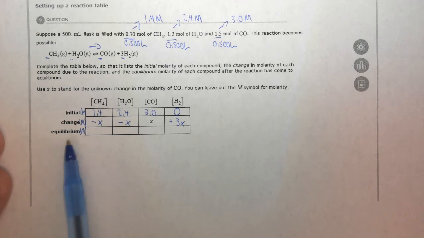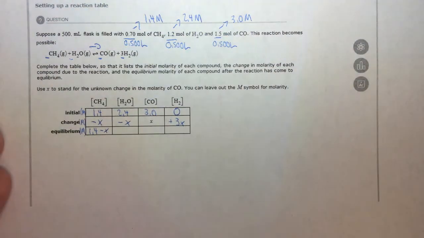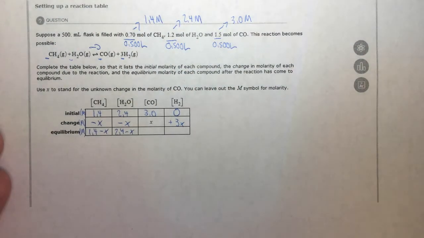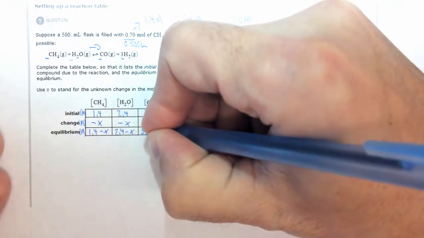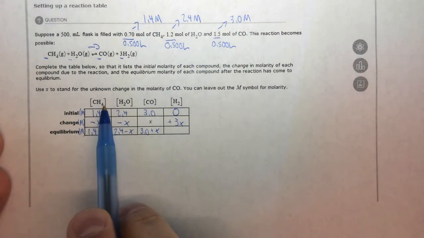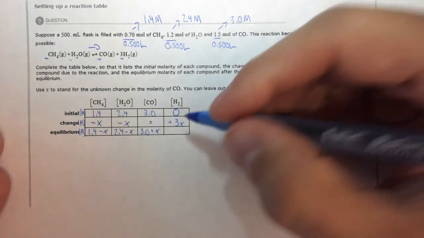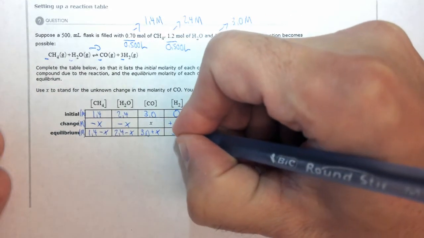So at equilibrium, what are you going to have? Well, for methane, you're going to have your initial 1.4 molar minus whatever you lost. In the case of water, you're going to have your 2.4 molar minus whatever you lost. In the case of carbon monoxide, you're going to have the 3 molar you started with plus whatever you gain from reacting the methane and the water. And then finally, for hydrogen, you're going to have 0 plus 3x, or simply 3x.